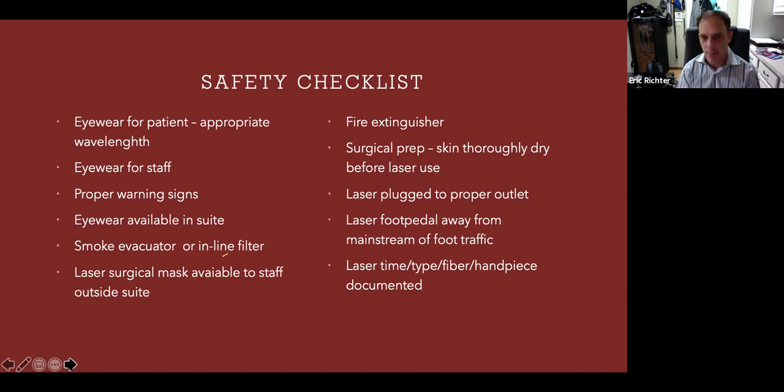surgical prep, skin should be thoroughly dry before laser use, laser plugged into the proper outlet, laser foot pedal switch away from the mainstream of foot traffic, and the laser time and fiber handpiece are documented. So it's just a checklist. At our hospital, this is on a piece of paper that the nurse goes through to make sure before every case.